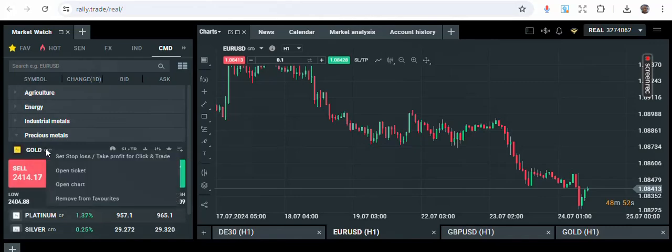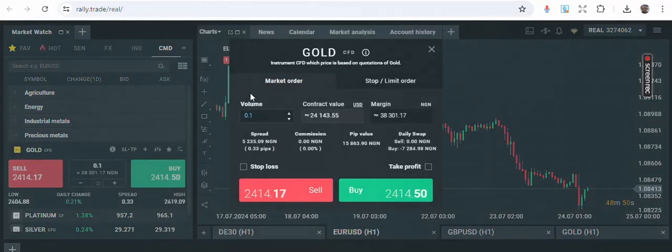Let me do that real quick. Okay, so this is gold. Let's use 0.01 lot size. Now, see the pip value. This is 1,586 naira per pip. So again, if you did maybe just 10 pips on this, that would be 15,000 something. If you did 20 pips on this, that's going to be about 30,000 something, right? On 0.01, if you do just 20 pips.